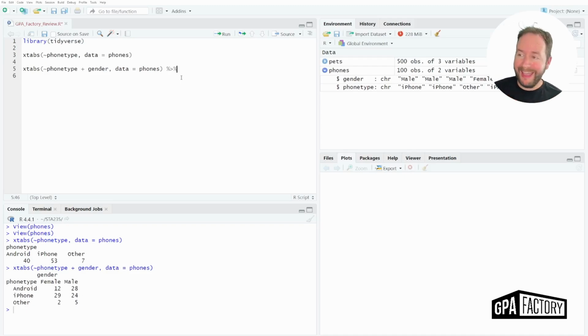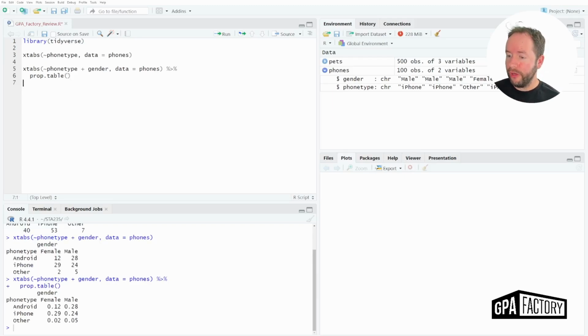We're going to pipe the xtabs command into a prop.table. Okay? Notice that we do an open parentheses, close parentheses, and we're going to leave it like that because there are some optional commands we can throw in there if we want to, but for now we won't. And let's run this line. And now we have them as a percentage.